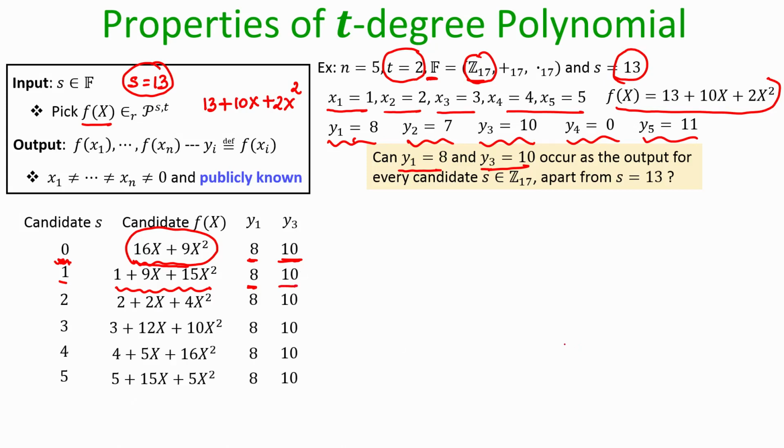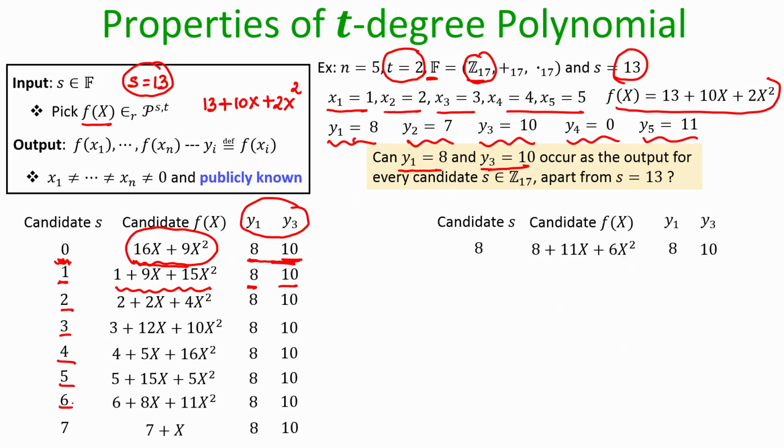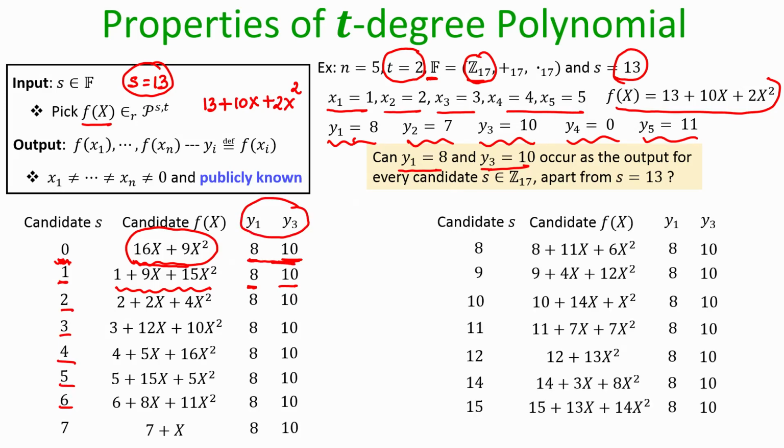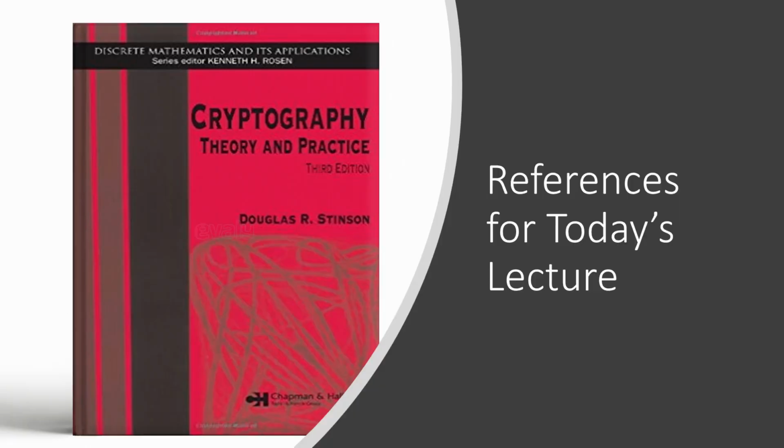And like that, if you analyze in your mind whether this output y1 equal to 8 and y3 equal to 10 can come from different candidate s values, each candidate s value is equiprobable from your viewpoint. You cannot pinpoint what was my input in the experiment; it could have been any input from the field Z17 which would have given you the output y1 equal to 8 and y3 equal to 10, and hence each possible input is equiprobable.